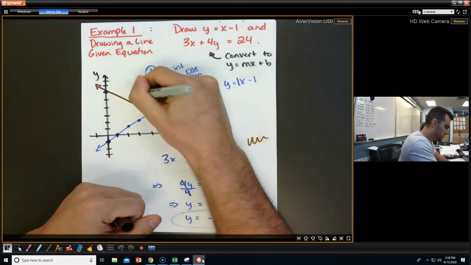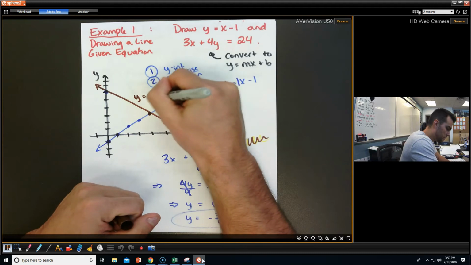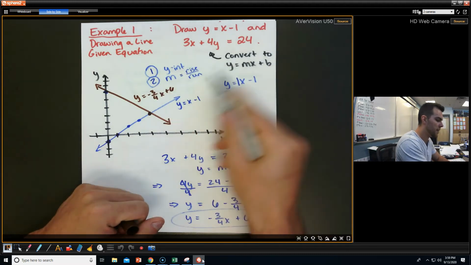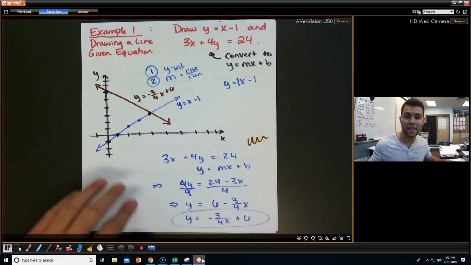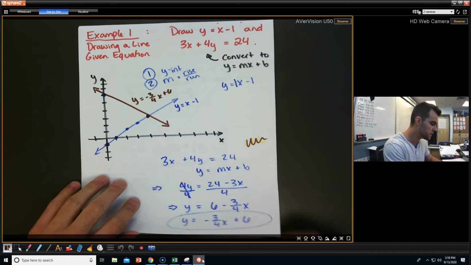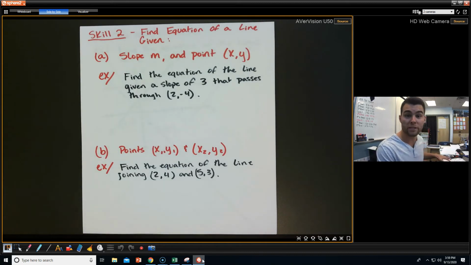So this was y equals negative 3/4 x plus 6, or that horrible abomination which we just changed up. Okay? I hate standard form. I don't hate a lot of things in life, but standard form is one of them.